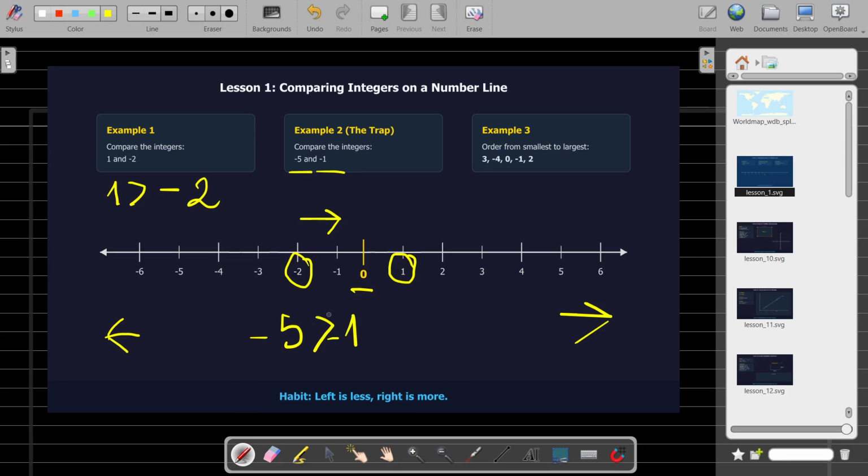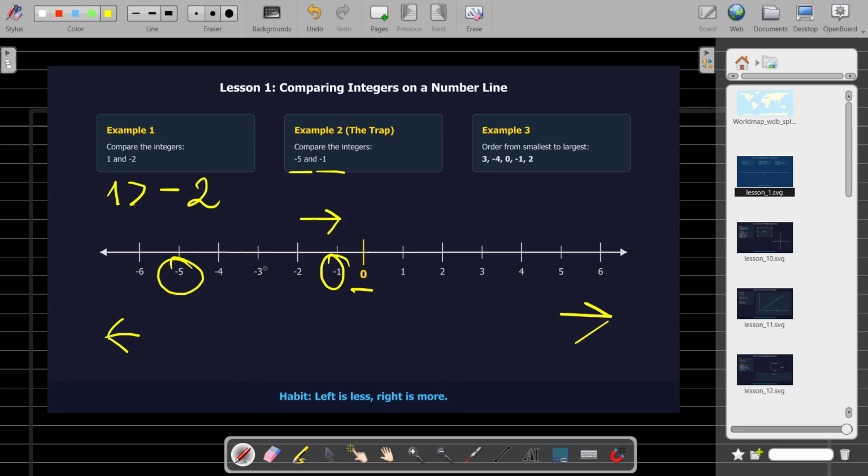Let's just return back to that. So the number line will prove that this is false. Why? Because let's look at our positions. We have negative 5 here, and we have negative 1. I'm going to delete negative 2 here because that was our last example. And so we're going to be using our habit: left is less, right is more. So negative 5 is to the left of negative 1.